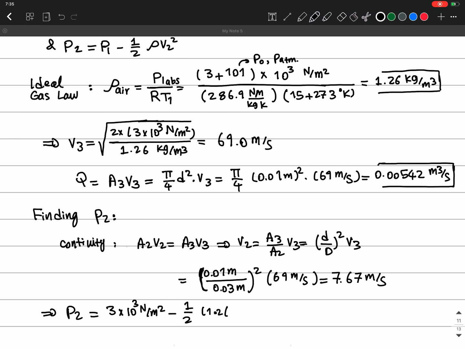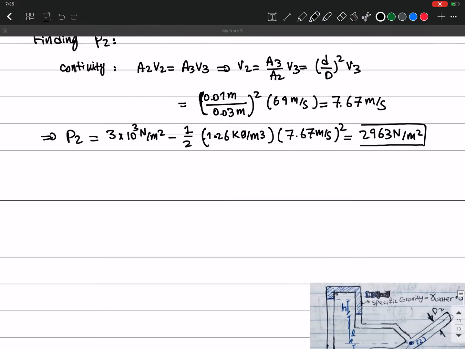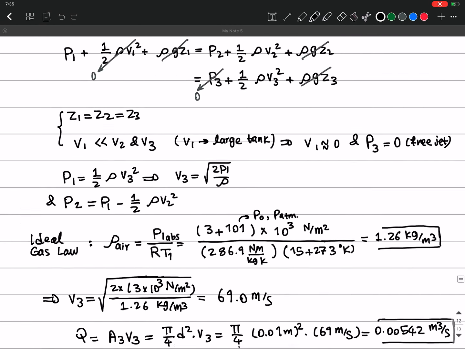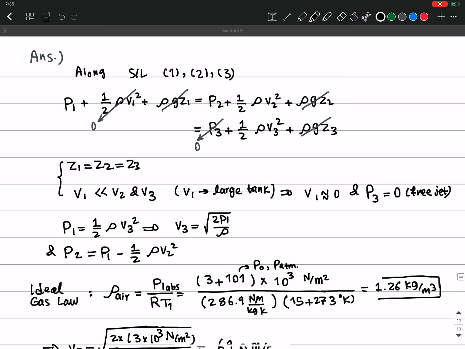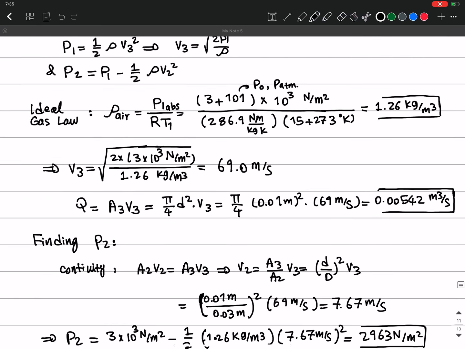kilogram per meter cube times V2 square, which is this one, 7.67 meter per second square, which is, if you calculate it, 2,963 Newton per meter square. Okay. So this is one example where we use the Bernoulli equation, the continuity equation, and also the ideal gas law.